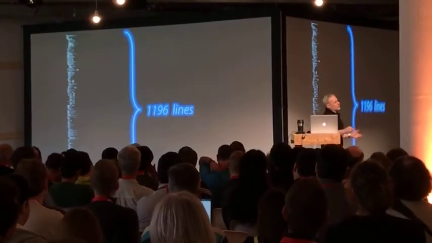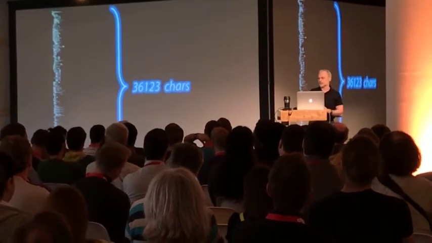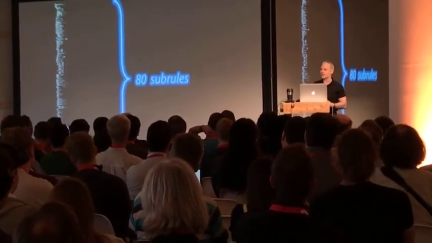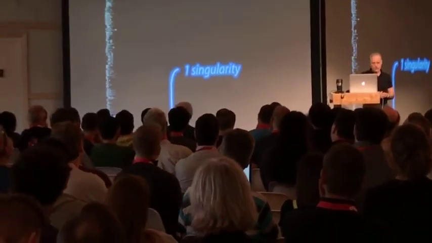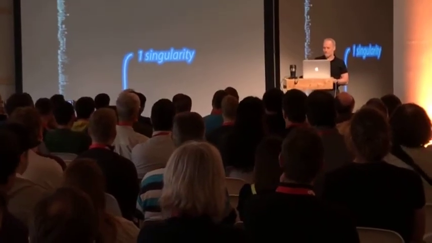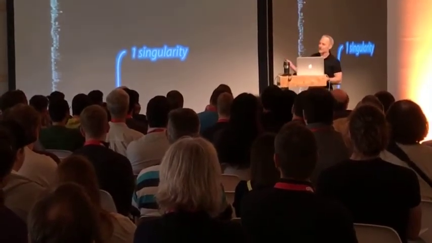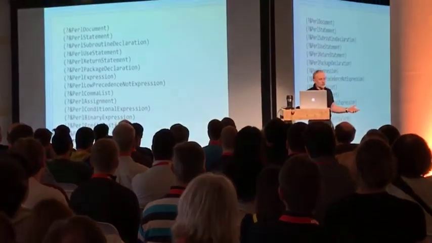So, it's 1196 lines long, about 36,000 characters. It has 80 separate independent subrules, and for some reason, one gravitational singularity down the bottom. I'm not sure why, but it doesn't work when you take that out. It declares rules that you can use for everything.